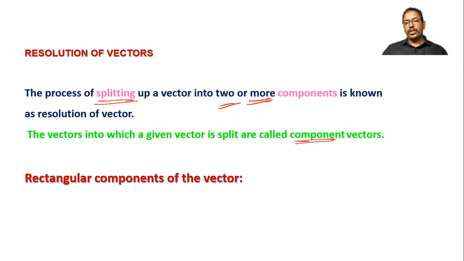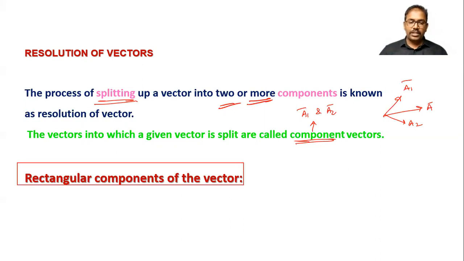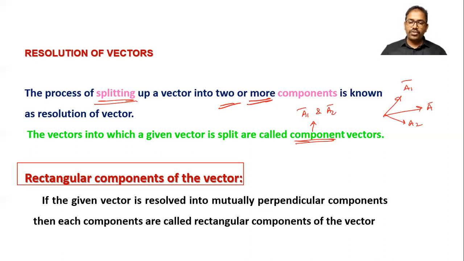Rectangular component. So before the rectangular component, this A bar is split up into two, A1 bar and A2 bar. Then A1 bar and A2 bar are components of A bar. Now, what is a rectangular component? Rectangular component means the components which are mutually perpendicular.